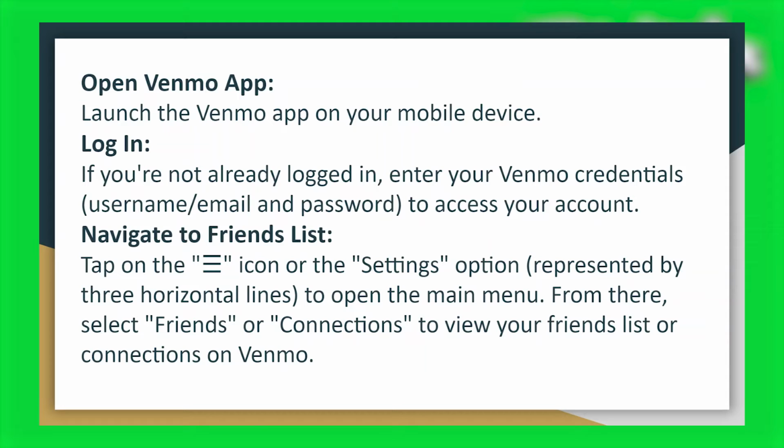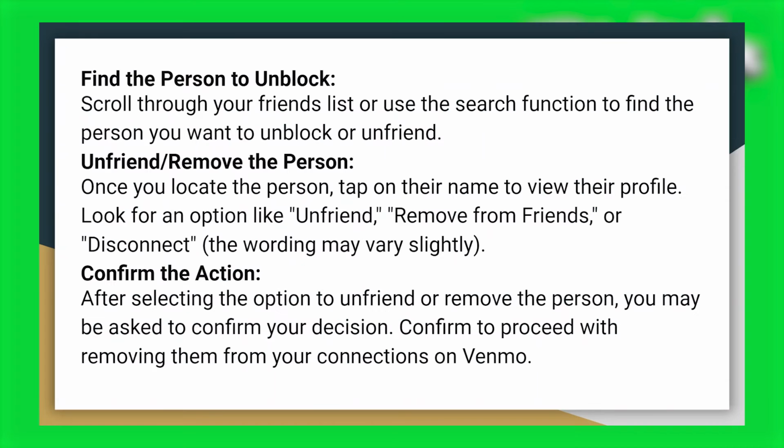Tap on the equal icon or the settings option to open the main menu. From there, select friends or connections to view your friends list or connections on Venmo. Scroll through your friends list or use the search function to find the person you want to unblock or unfriend.